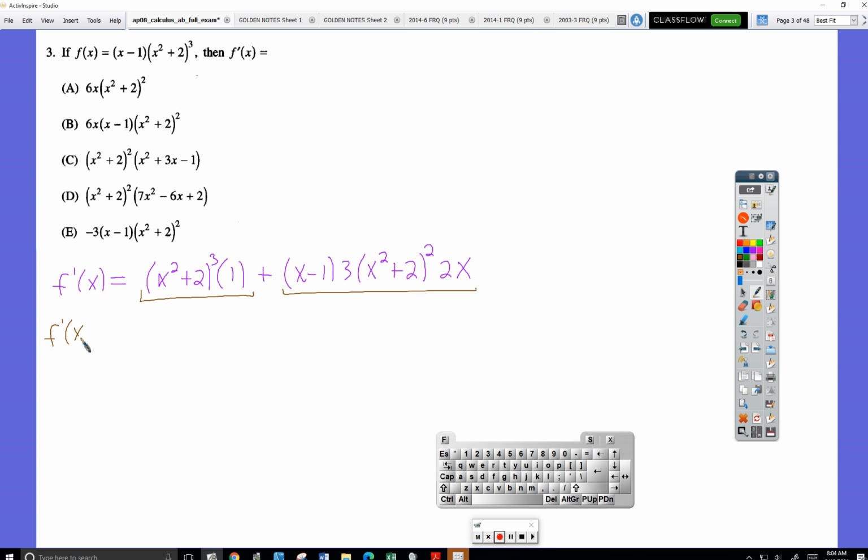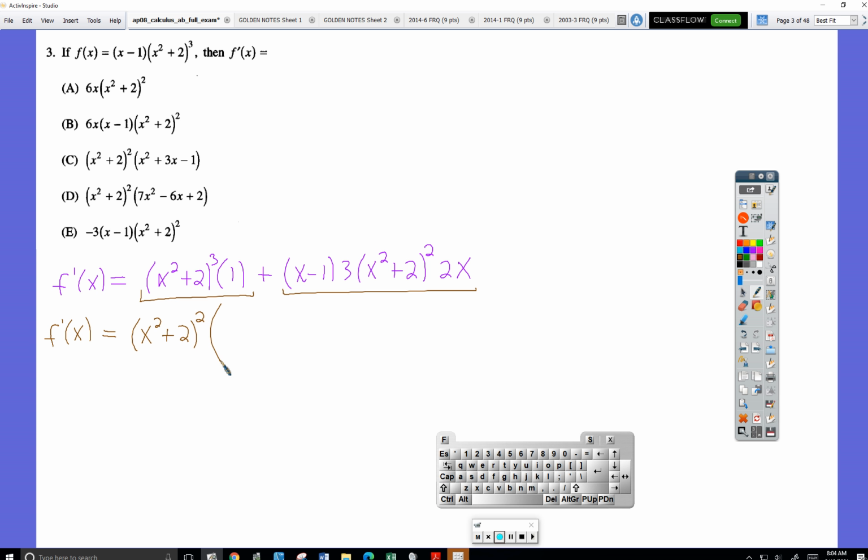So better to think with me than watch. So hands up, what should I factor out? Let's go, Maddie. X squared plus 2 squared. Perfect. How many knew it? Points. 3 for Maddie.